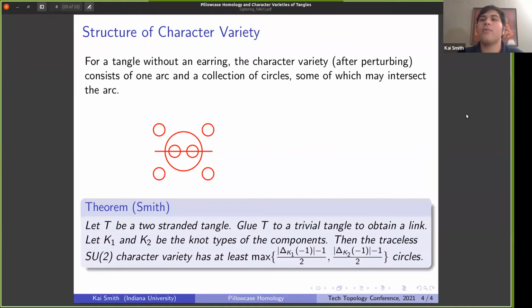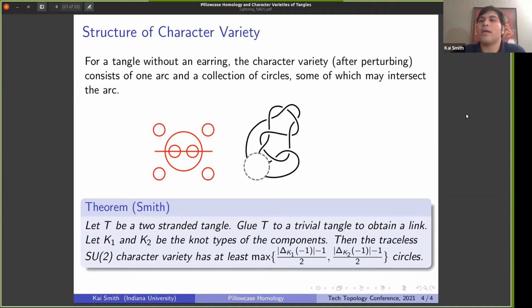And so I have a theorem which says that starting with your tangle, you can glue in a trivial tangle to get a 2-component link. Then the number of circles in the traceless character variety is bounded below by an expression coming from the Alexander polynomials of the 2 knots in the link.